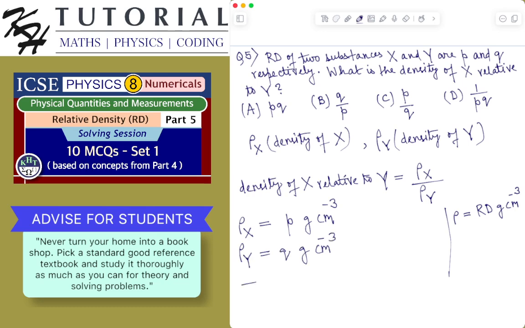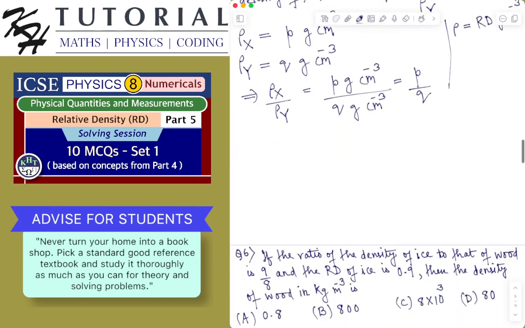So now I can find rho X by rho Y. This will be equal to P gram per centimeter cube divided by Q gram per centimeter cube, and after simplification this is nothing but P by Q. So the correct choice is C. Okay, let's see the next problem.